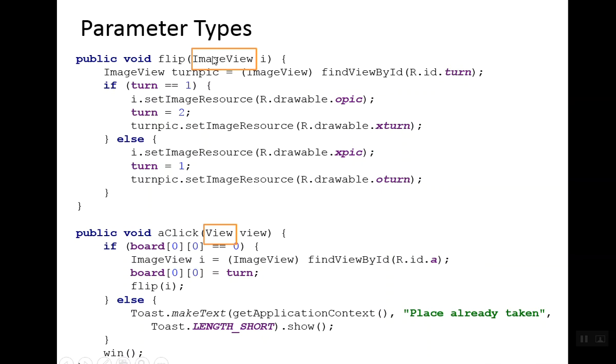So right here we have an image view coming in. So we're going to be doing something to a picture. And in fact, we're going to be flipping the picture between these two. And down here we have a view, a capital V view, for the type.